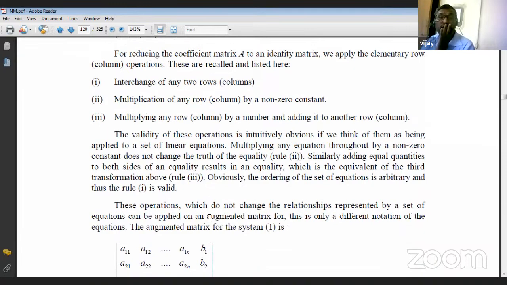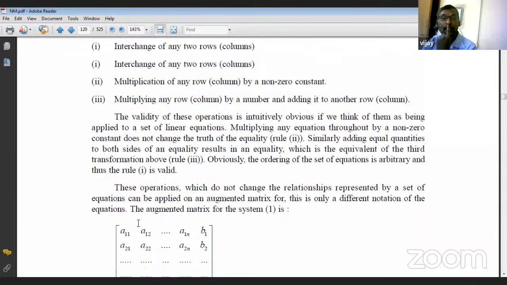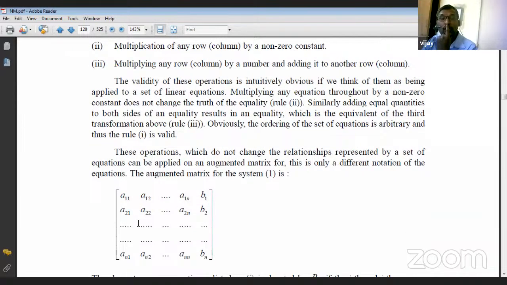The validity of these operations is independently obvious. We think of them as being applied to a set of linear equations. Multiplying any equation by a non-zero constant does not change the equality. Similarly, adding equalities to equalities preserves the equality. Therefore, obviously, the ordering of the set of equations is arbitrary. These operations, which do not change the relationship of the set of equations, can be applied to the augmented matrix.